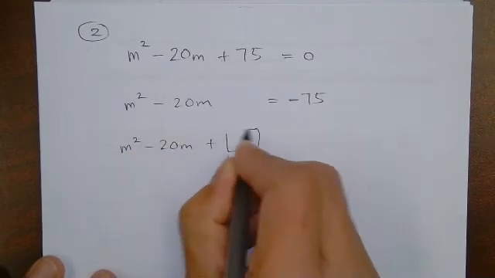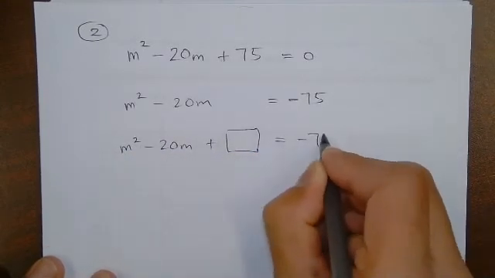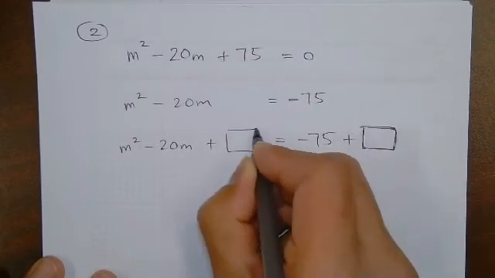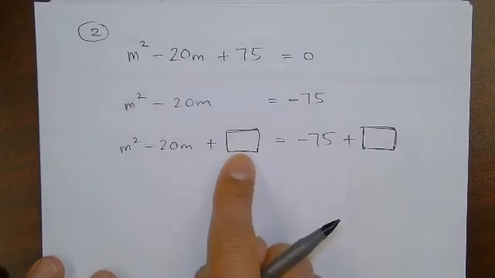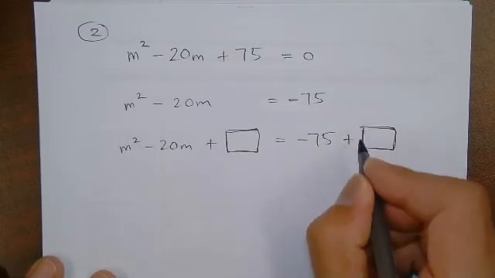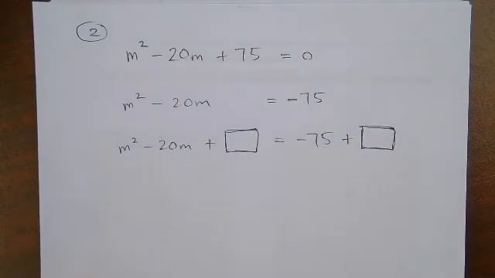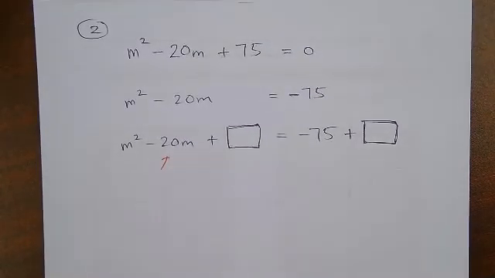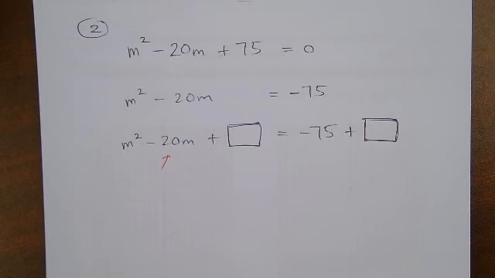Then what? Complete the square. Complete the square and find out what needs to be added here, and then whatever you add here, you add the same thing over here. You do the same thing to both sides. Okay, well, I like this. This is an even number.